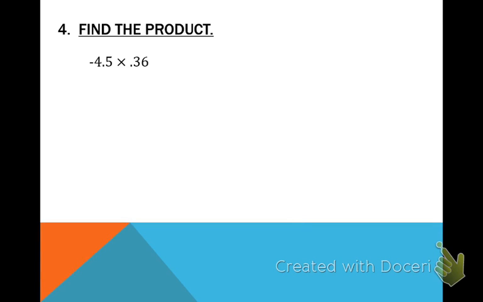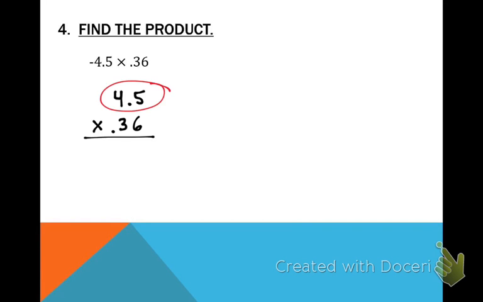All right, for the next one, we're still finding the product. Guys, what does product mean? Multiply, all right? This time we are multiplying decimals, okay? So go ahead and figure this out. Negative 4.5 times 0.36. All right, guys, when I multiply these together, do I need to line up the decimal points? No, when you're multiplying, you do not line up the decimal points. But we do need to count how many numbers are behind the decimal point.